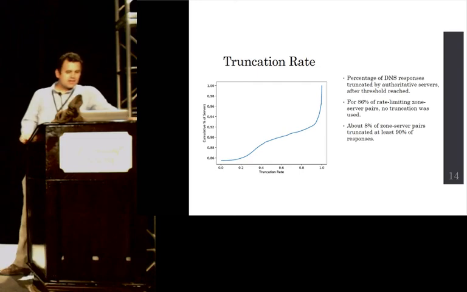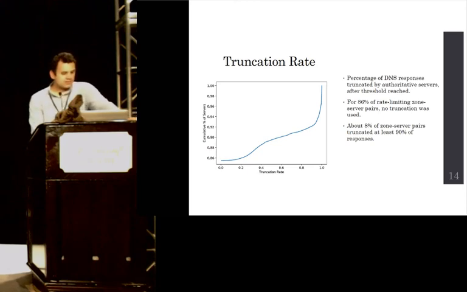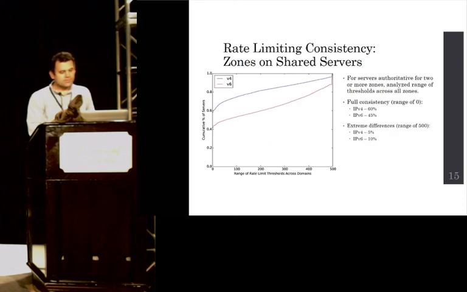And about 8% of zone server pairs truncated at least 90% of their responses. So typically, at least in some of the literature that's out there, you'd see all the responses that returned were truncated, but we didn't see that here. We saw a little bit of diversity in what we were seeing, including those that weren't truncating at all, about 86% from this group.